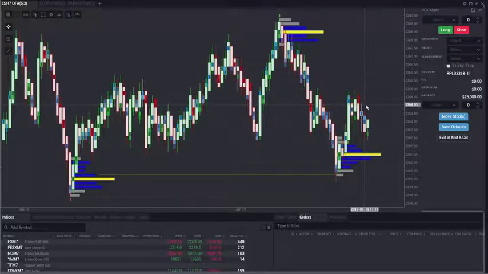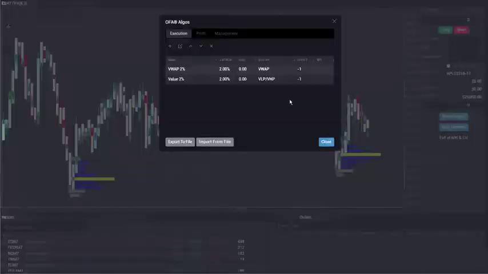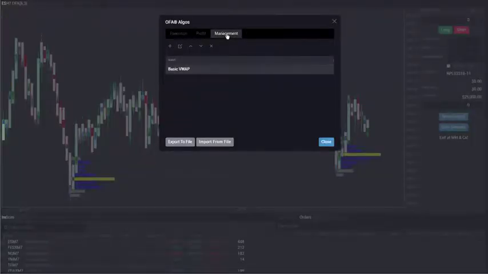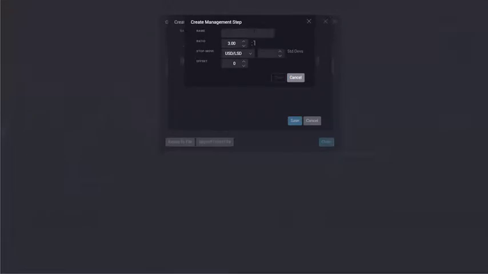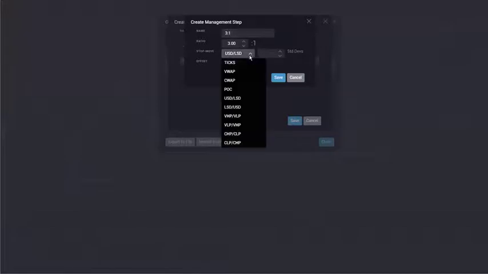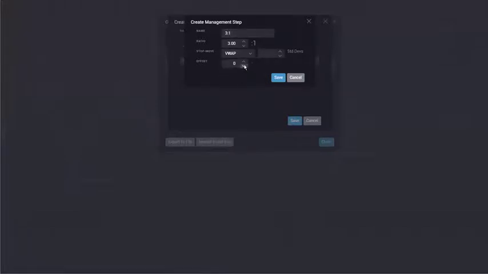We're going to create one that's very simple, and I want you to know that you can always intervene with this and move things around. Under management, let's create a 3-to-1 VWAP. We're going to add it and create the step, which is just 3-to-1. And at 3-to-1, we're going to move our stop to the VWAP minus 1 tick.